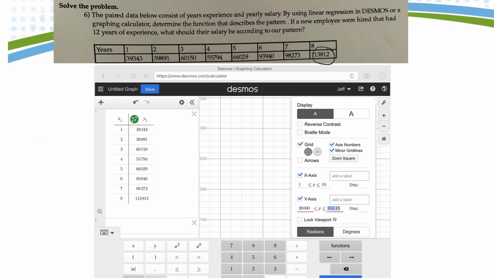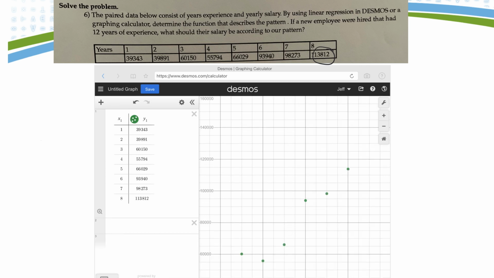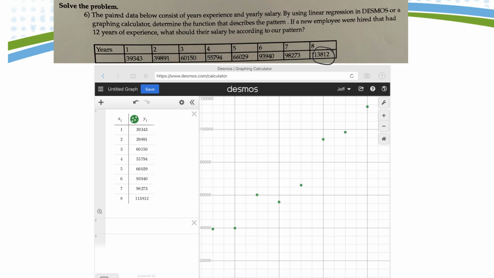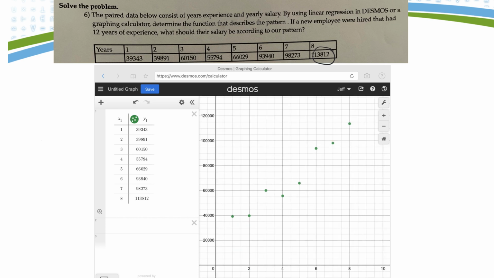Now I'm going to maybe just go 160,000 there. Okay, now let's see. Oh, there I've got some numbers. So I can see there's some data points there, and they look like they're increasing over time, right? So I want to model that with a linear function.